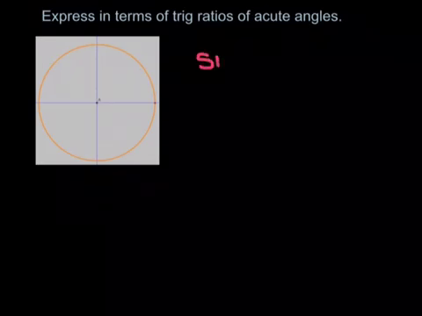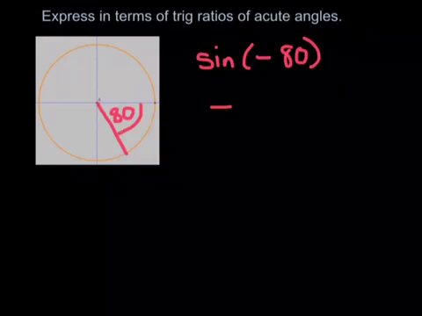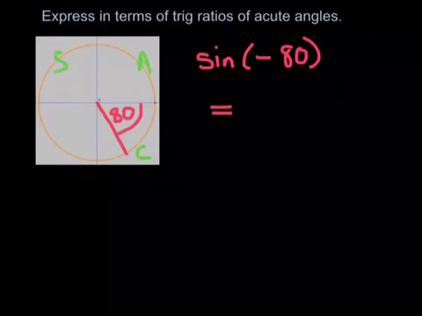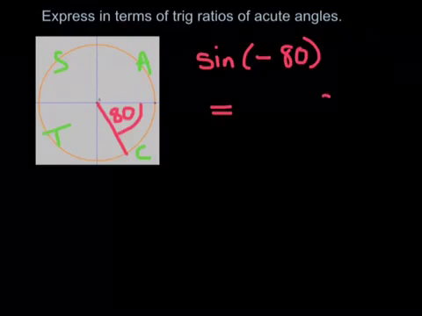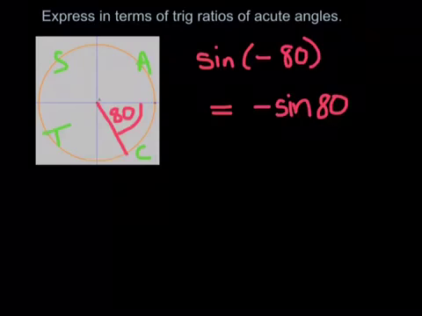So this time we're going to have a look at sine negative 80. So I'm going to draw an angle of negative 80 degrees, which is down here. Okay. So the angle it makes with the x-axis is 80. Again, in this quadrant, sine is negative, which means that I'm using an acute angle of 80 degrees, and because it's in a negative sine quadrant, it's got to be negative sine 80.